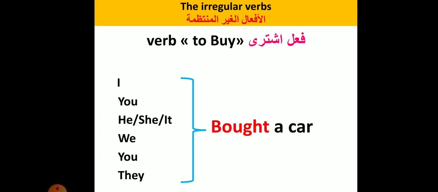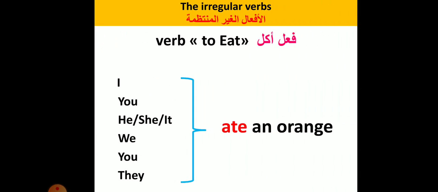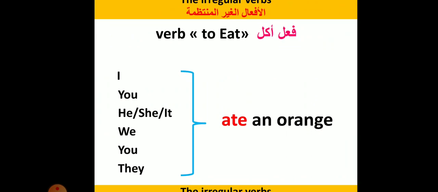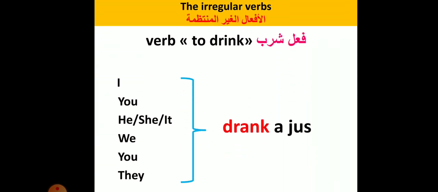You just need to learn these verbs by heart. Okay, verb to eat. I ate an orange. You ate an orange. He, she, it ate an orange. We ate an orange. You ate an orange. They ate an orange. Verb to drink. I, you, he, she, it, we, you, they drank a juice.